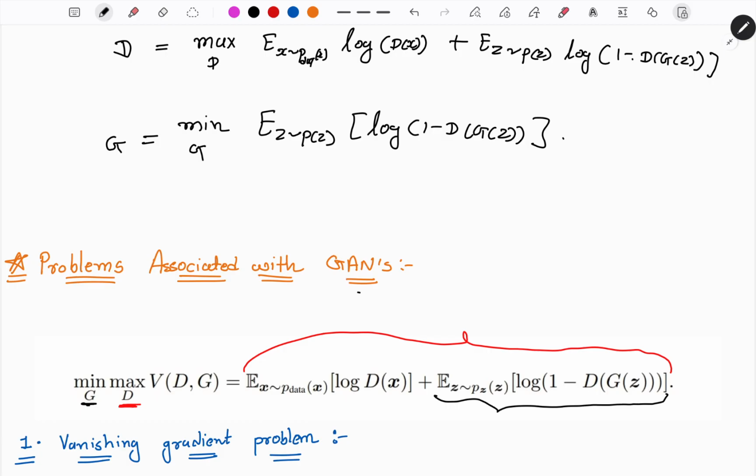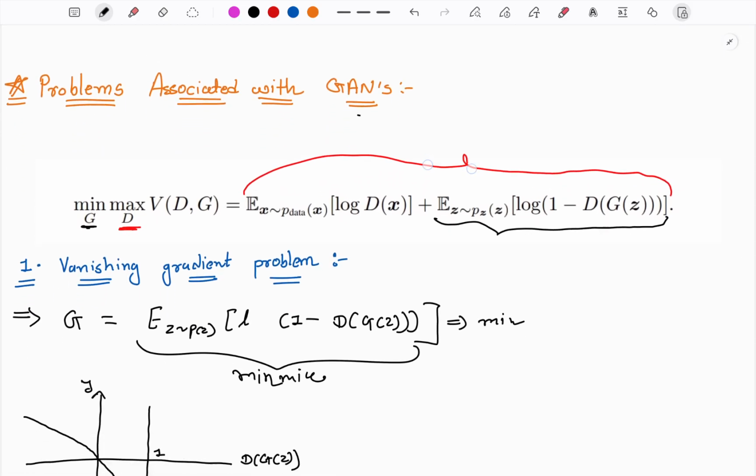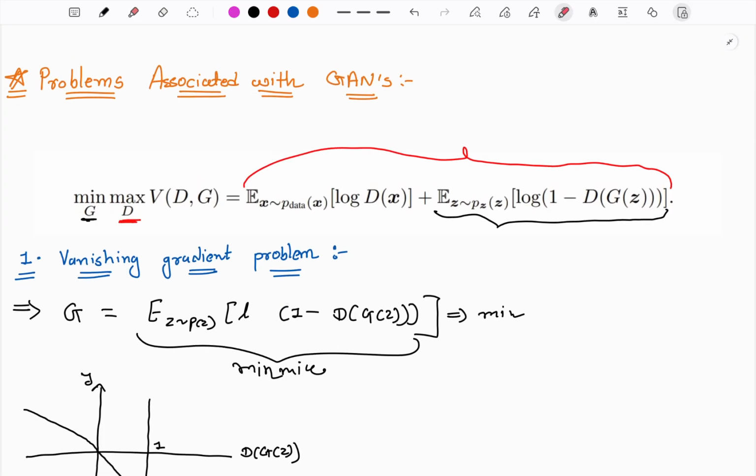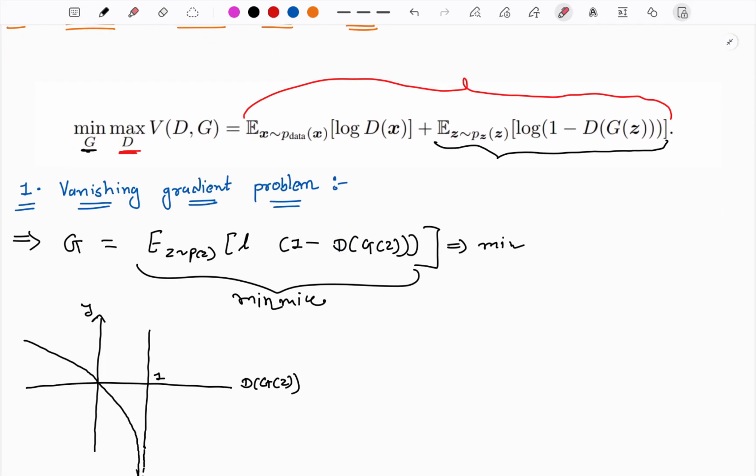So the first problem we are going to discuss in this video is the vanishing gradient problem. If you are familiar with the vanishing gradient problem, like what it is and how it happens in neural networks, good. If you are not familiar, please look into these things and then come back to this video. Let me discuss it in a very quick manner.